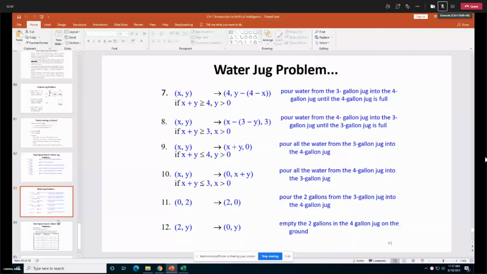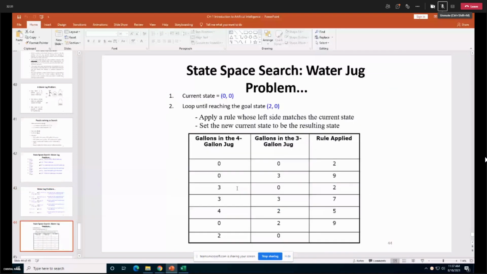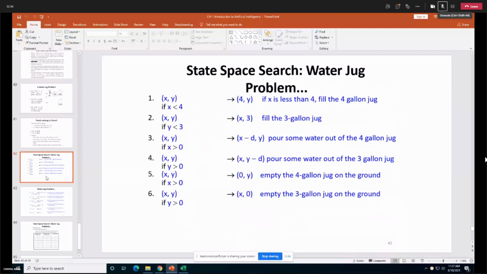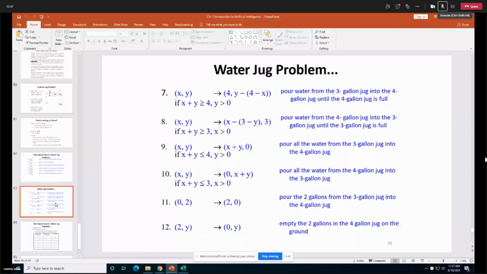So the current state is 0, 3. You can also apply rule number 6, because y is greater than 0. The 7th rule is not applicable here, and the 8th rule is also not applicable, because x plus y should be greater than or equal to 4, and x should be greater than 0. That is not the condition we are able to match over here.